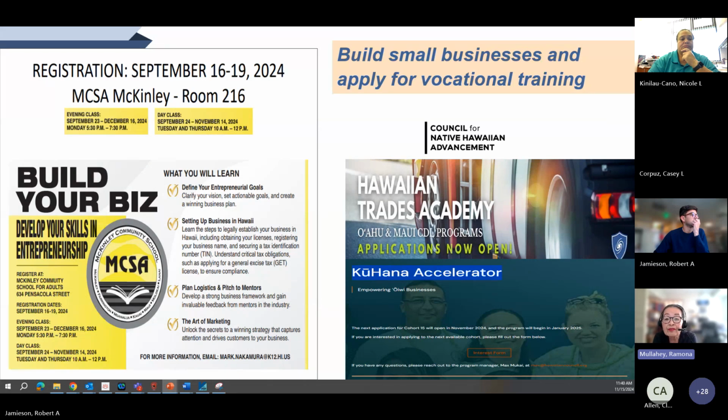And of course, the partnership with Council for Native Hawaiian Advancement. They have their Trades Academy on Oahu and Maui, and they also have Empowering Hawaiian Businesses, a business accelerator. What I'm trying to do is spark some ideas, so that if we can't totally satisfy the benchmarks for producing jobs, we can also talk about how we are qualitatively addressing that by building the capacity and strength of our workers to qualify. So with that, I'll turn it back to you, Robert.